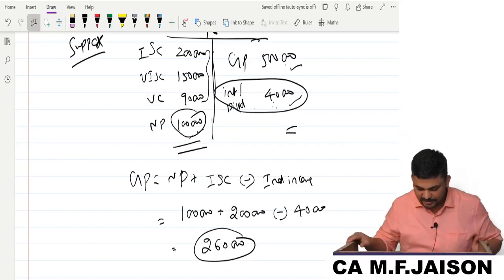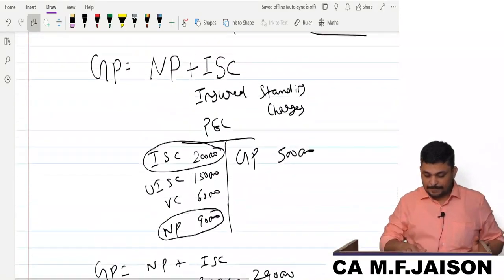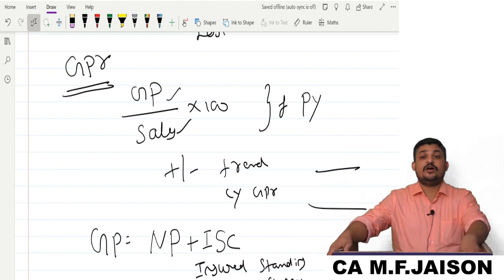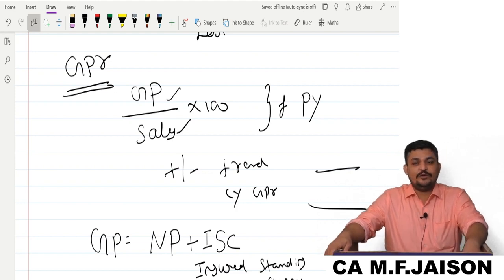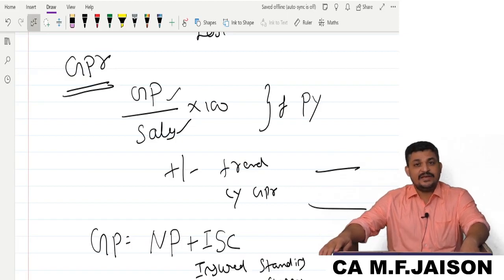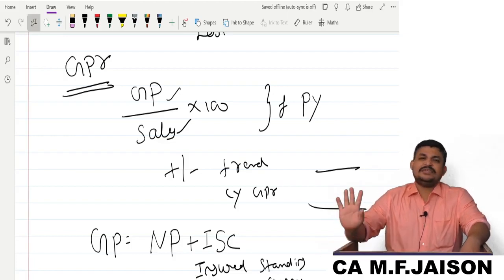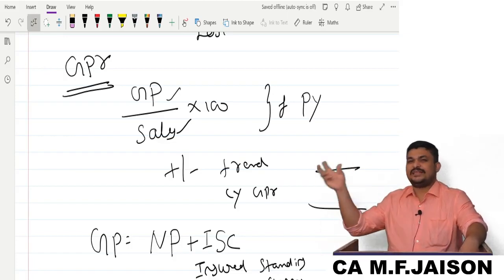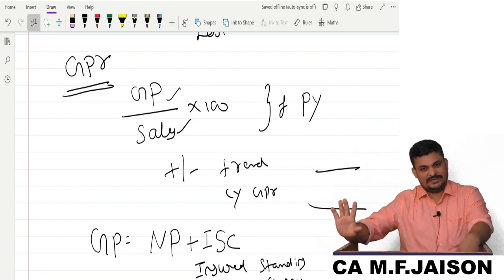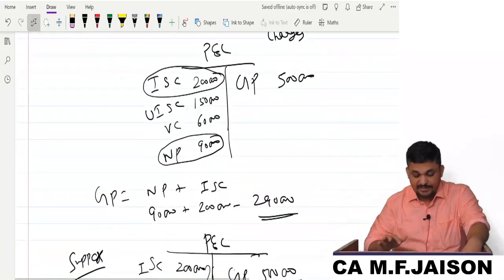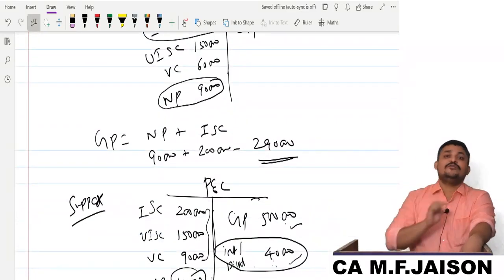So coming back to this, we have discussed the concept and we have now understood how to calculate gross profit ratio. The base information will be what information? Previous year information. Previous year gross profit, previous year sales. What is gross profit once again? Net profit plus insured standing charges. You can use the other component of the definition only if it is relevant. So generally it is net profit plus insured standing charges. But if you have indirect income, then this also should be deducted. You should be knowing it.